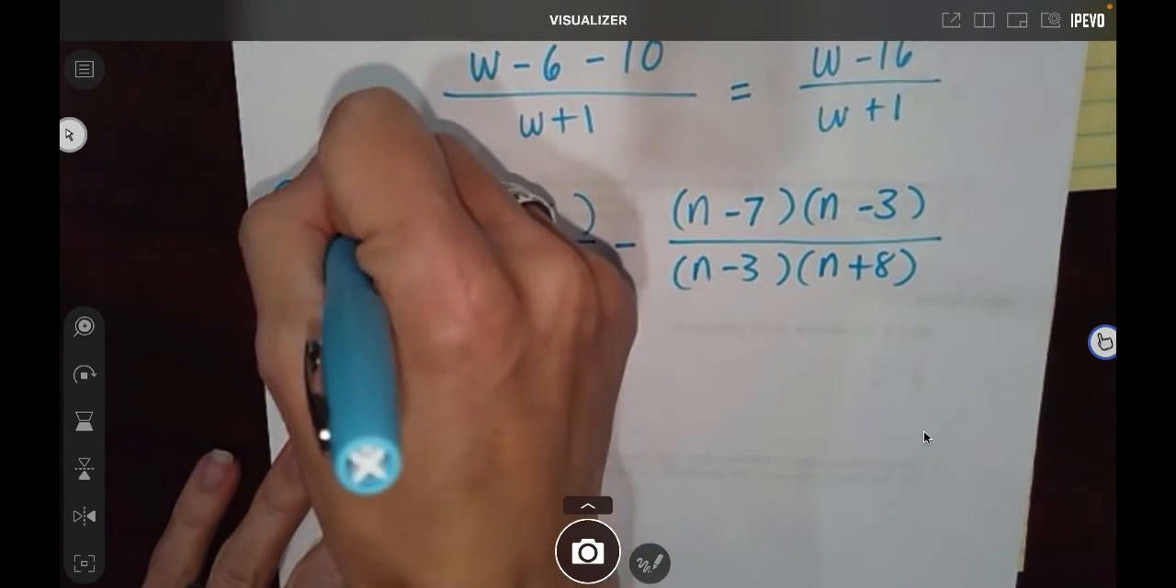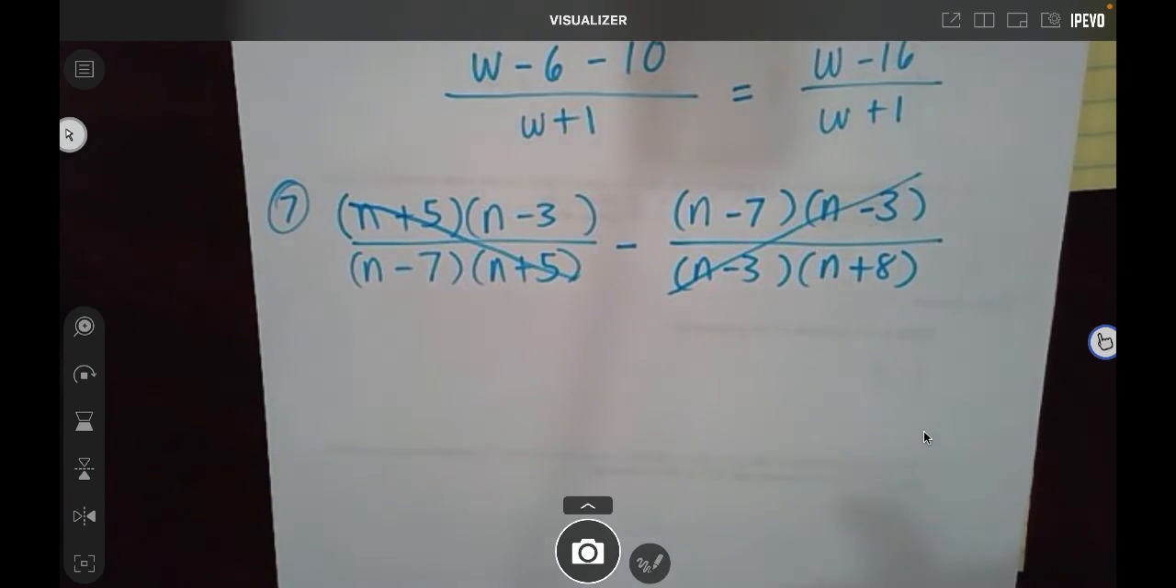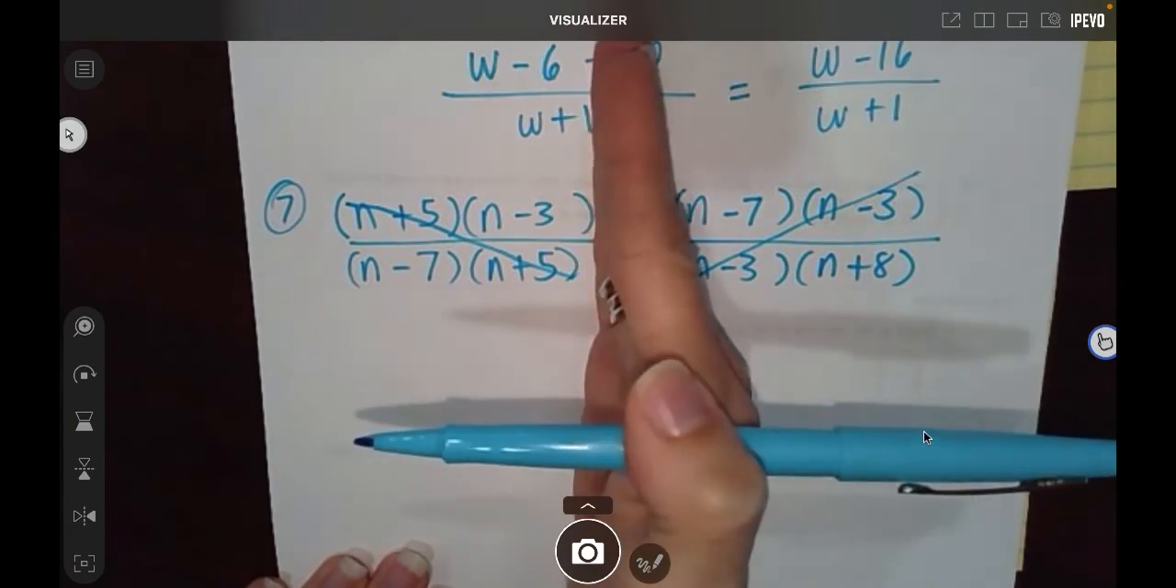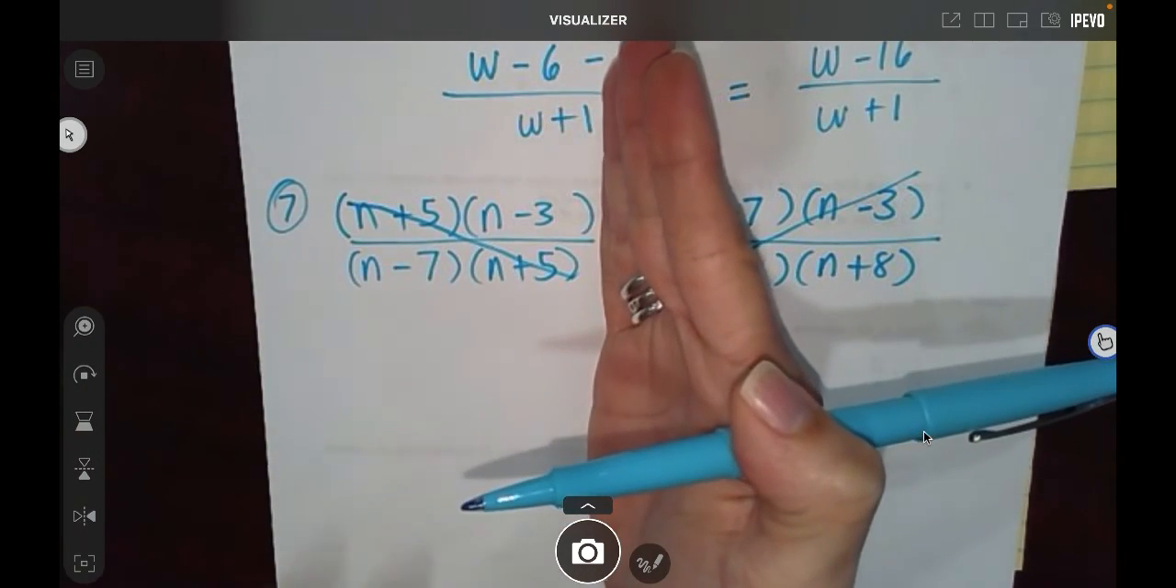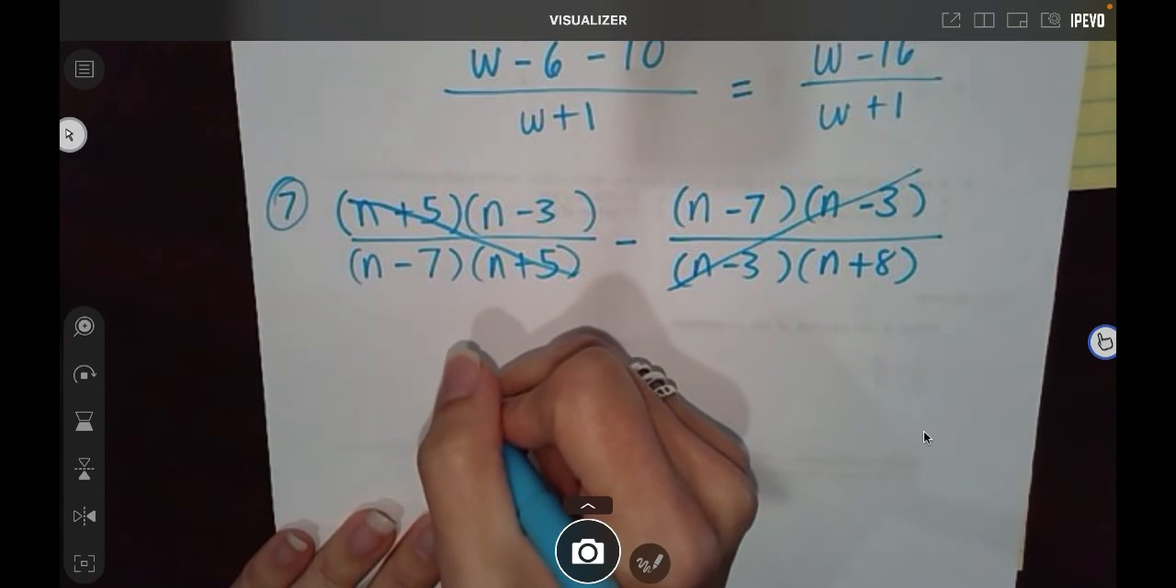Thank goodness those things cancel out. So those cancel out and those cancel out. See how we didn't cross the plus sign? You can't cross this, but these can cancel out. So it's simpler. That is so much better. So N minus 3. I cannot believe we did not do that.